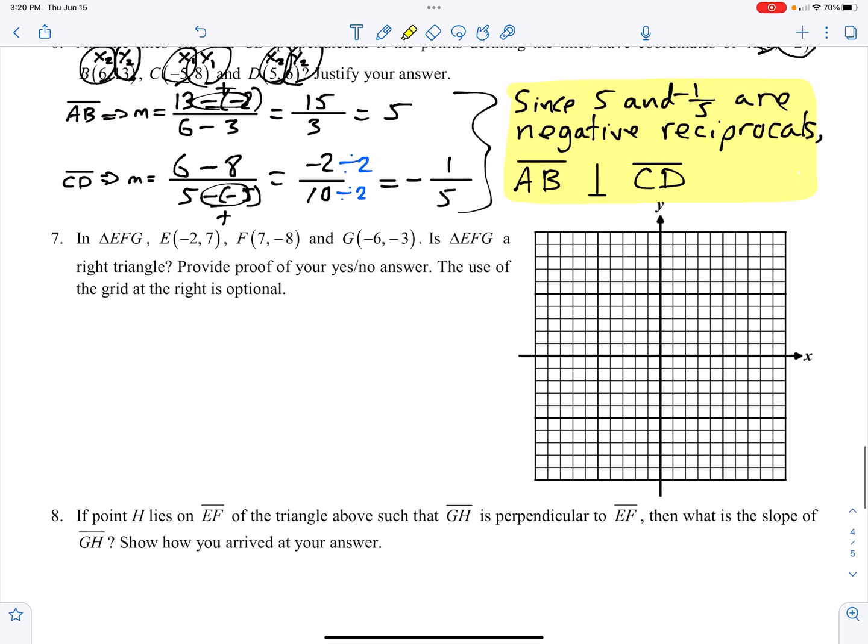Question 7. In triangle EFG, let's plot those points so we can see the triangle. We're going to provide proof of a yes or no answer. Is it a right triangle? Use of the grid is optional. We could use our slope equation, y2 minus y1 over x2 minus x1, or we could just plot the points and use rise over run. I tend to think that works a little bit faster, more efficient, so I'm going to do it that way.